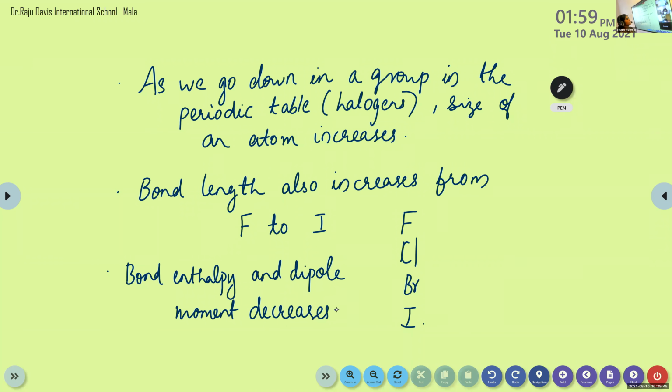So the carbon-halogen bond is polarized in nature. This polarization is due to the more electronegative nature of the halogen. So they bear a partial positive charge on carbon and a partial negative charge on halogen. That's it. This is clear?